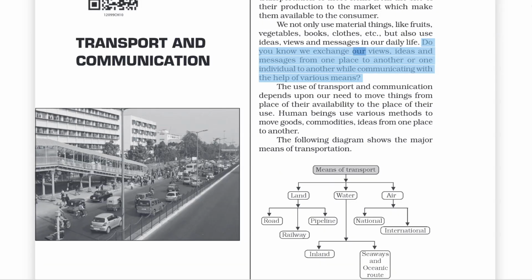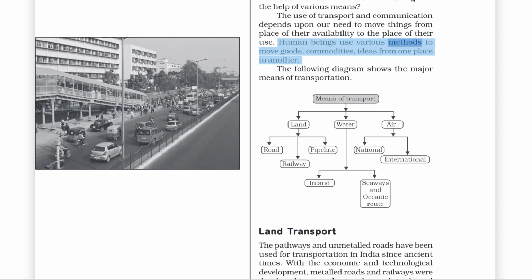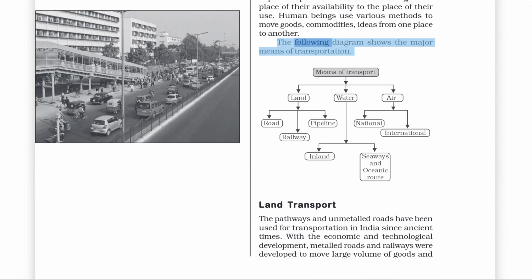Do you know we exchange our views, ideas, and messages from one place to another or one individual to another while communicating with the help of various means? The use of transport and communication depends upon our need to move things from place of their availability to the place of their use. Human beings use various methods to move goods, commodities, ideas from one place to another. The following diagram shows the major means of transportation.